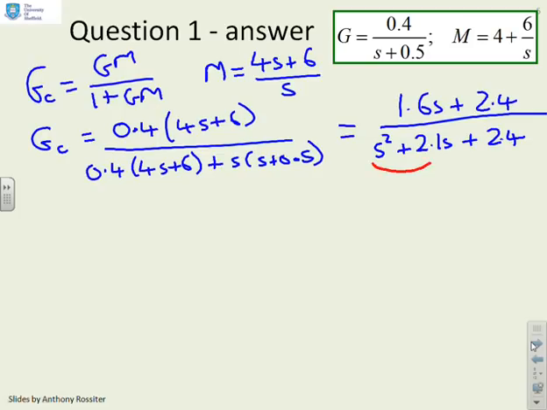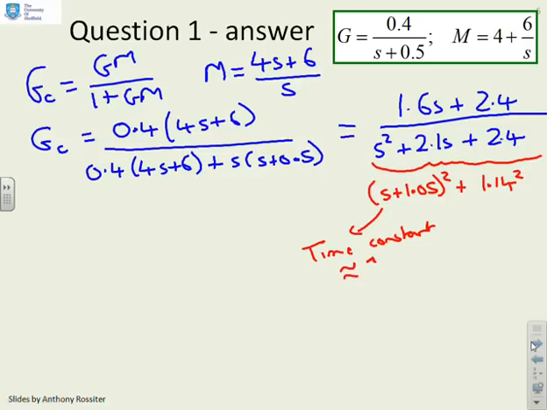Now the key thing is to look at this closed loop pole polynomial and say, what does this look like? Well, I can rewrite this as (s plus 1.05) squared plus 1.14 squared. So what does that tell me? One, it tells me that the time constant is approximately 1. You can see that because I've got an s plus 1.05. But it also tells me that I'm underdamped. You can see that because we've got a frequency of oscillation here of 1.14.